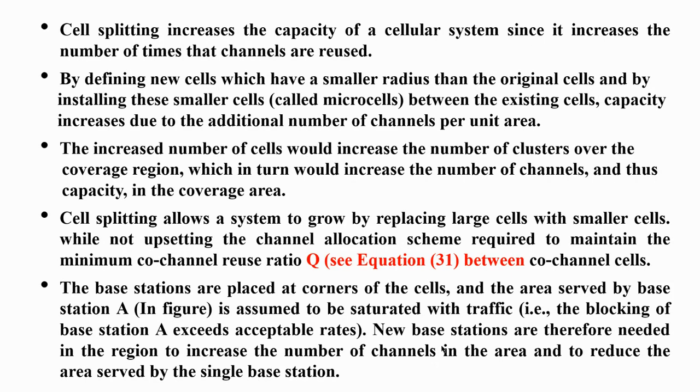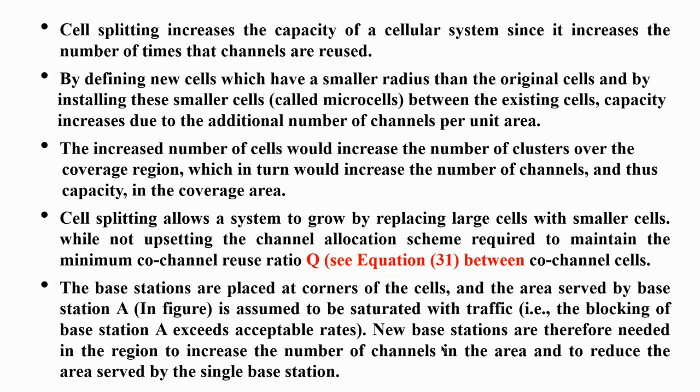Normally cell splitting increases the cellular system capacity. The number of channel reuses increases, and because of that the capacity also increases. When we split a cell into smaller cells, the smaller cell is normally called a micro cell. The increased number of cells would increase the number of clusters over the coverage region, which in turn would increase the number of channels. If the number of cells increases, the frequency reuse will increase, so the number of channels assigned to a particular area will increase.